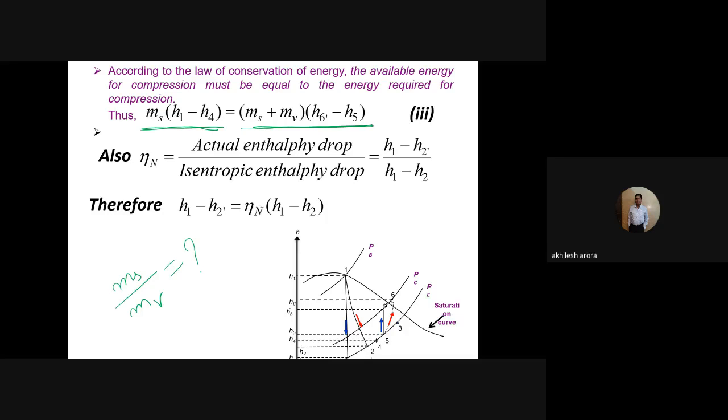This is our requirement. We want to calculate this particular value. And if you see this particular equation, we have both the terms. ms is also available and mv is also available. So we would like to calculate this particular ratio ms by mv, mass of the motive steam divided by the mass of the vapor.